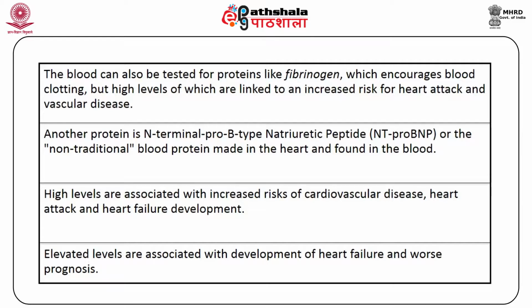The blood can also be tested for proteins like fibrinogen, which encourages blood clotting, but high levels of which are linked to an increased risk of heart attack and vascular disease. Another protein is N-terminal pro-B type natriuretic peptide, NT-proBNP, or the non-traditional blood protein made in the heart and found in the blood. High levels are associated with increased risk of cardiovascular disease, heart attack and heart failure development. Elevated levels are associated with development of heart failure and worse prognosis.